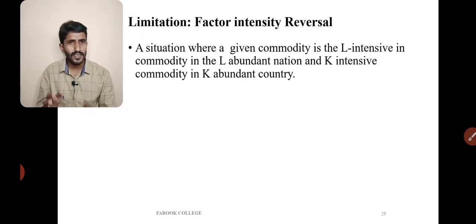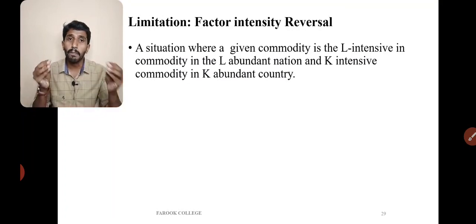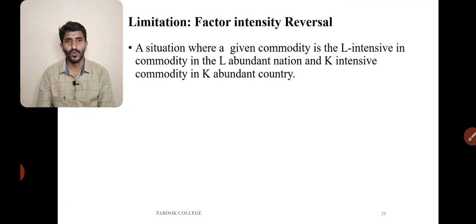But is there any guarantee that this assumption will always be true? No, it may not be true. There might be a situation where a commodity is labor intensive in one country, and the same commodity is capital intensive in another country.